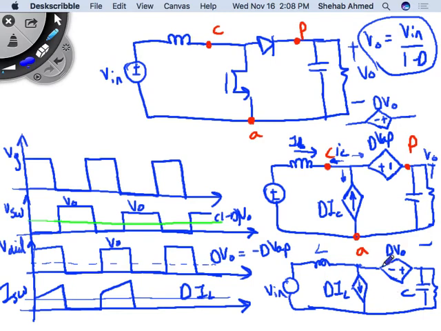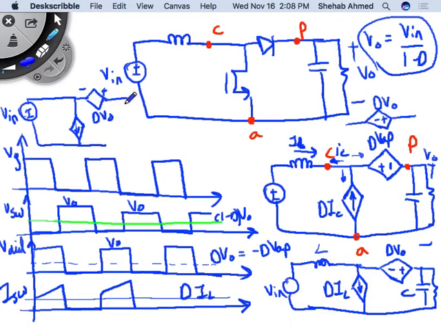I can solve this in steady state. In 420 or in 214, you solve circuits with L's and C's in steady state. If I solve this circuit in steady state, it will look like what? My input voltage, right? And then inductor is a short circuit. And then I have my current source, that's fine. And then I have my voltage source, minus plus D times V output. And then capacitor is an open circuit. And then I have my output voltage across my resistor R. This is my V output here.